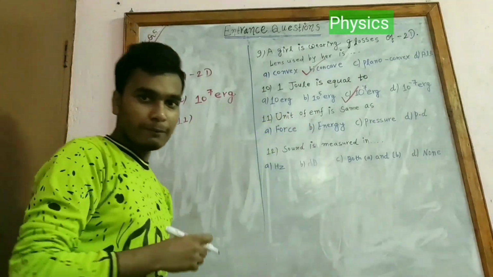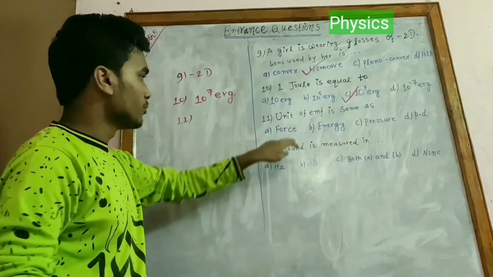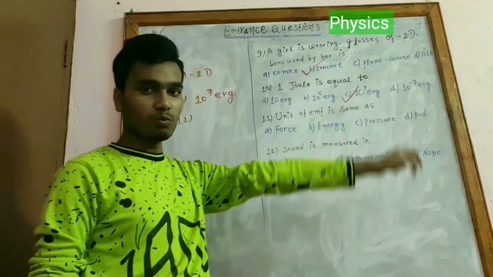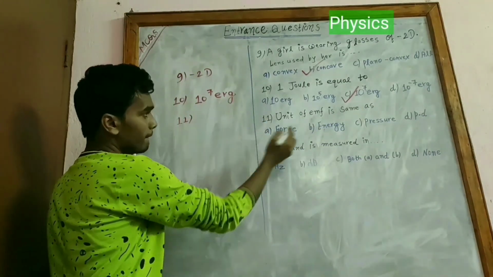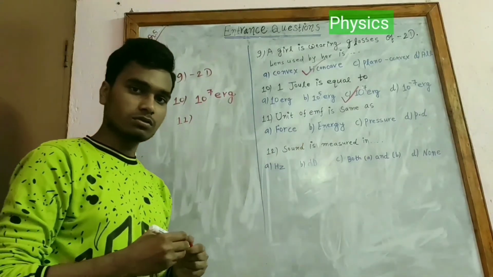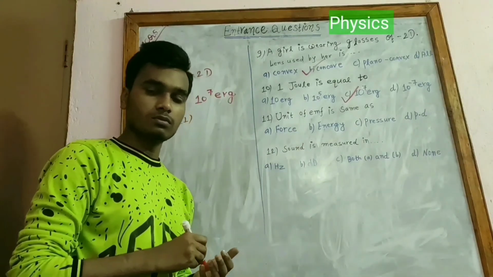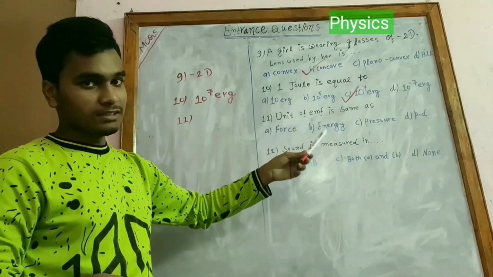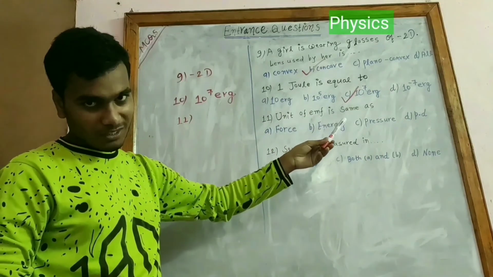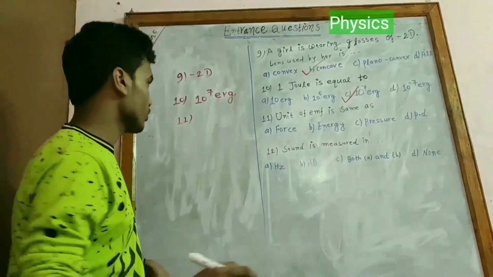Unit of EMF is same as force, energy, pressure or potential difference. Since unit of EMF is volt, that is equals to joule per coulomb. Since the unit of potential difference is also joule per coulomb.